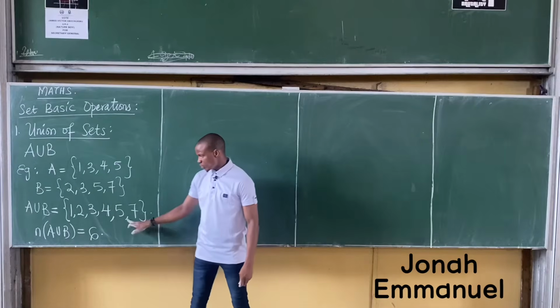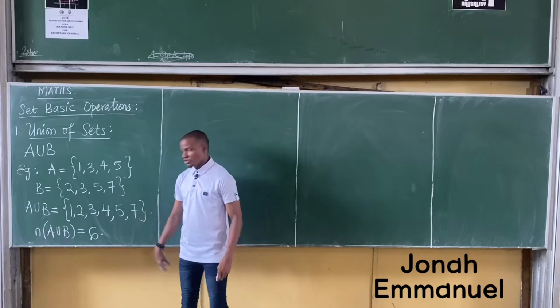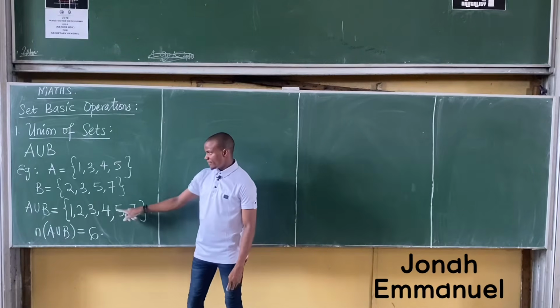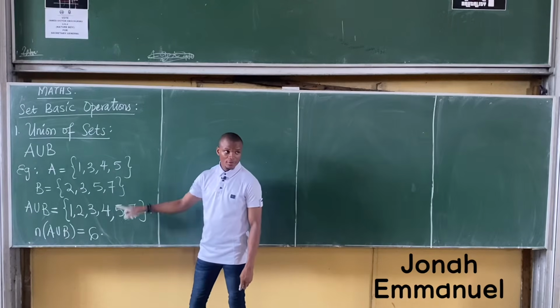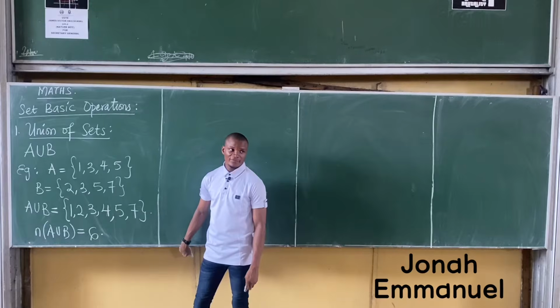Which of them? This one or this one? This one here? What's A union B? What does it mean? In A and B, where is A? Where is B? So combine all the elements there. What do you get? What's the first you have there?